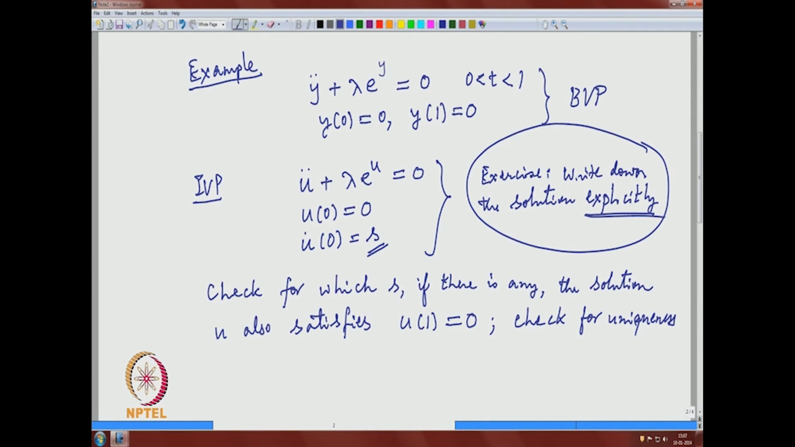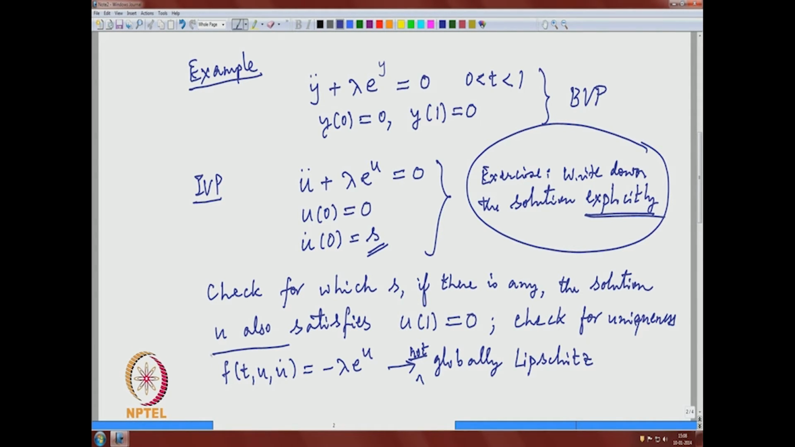So, why do I want to stress this example? In this case this f of t, u, u dot is very simple, it is just minus lambda e to the u if you want to write it. And this is not globally Lipschitz, not globally. But yet the solution exists for all t in the interval 0 to 1. So, that is important.